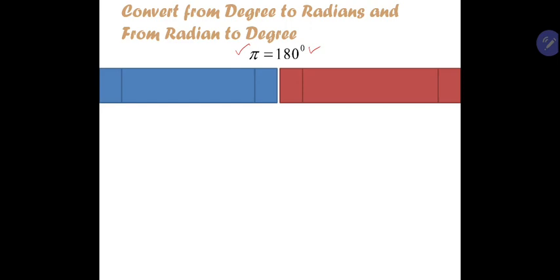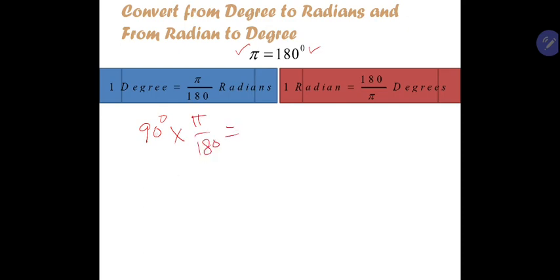These are the two formulas that we will be using to convert from degree to radian and from radian to degree. Look at this blue one. 1 degree equals pi over 180 radians. So for example, if I give you an angle in degrees, say convert 90 degrees into radians, all you need to do is multiply this 90 with pi over 180 and simplify this using your calculator, which will be pi over 2. So your 90 degree angle is now converted into radians, which is pi over 2.